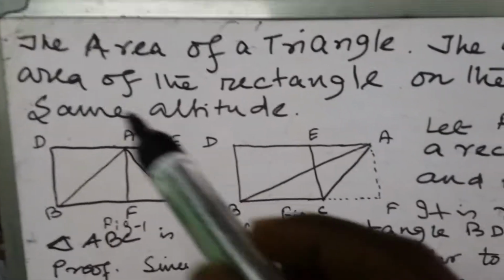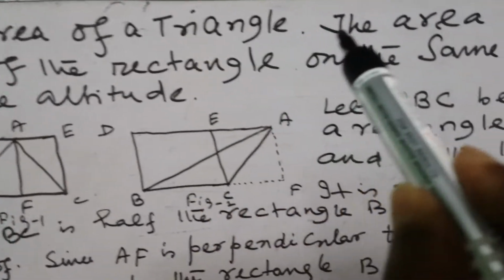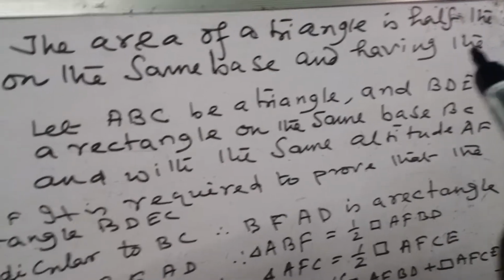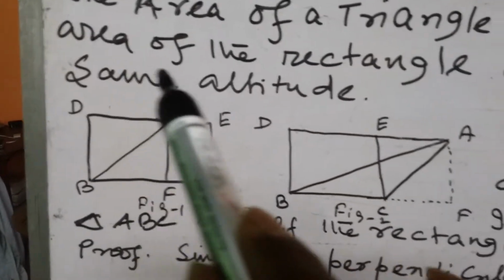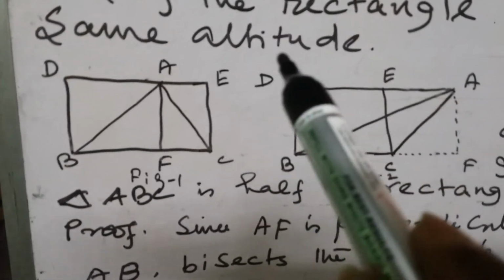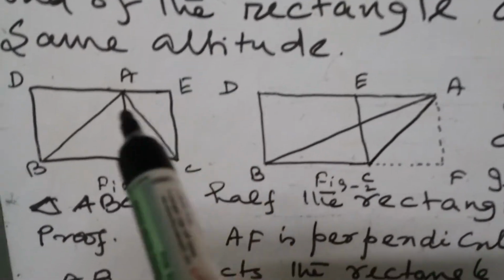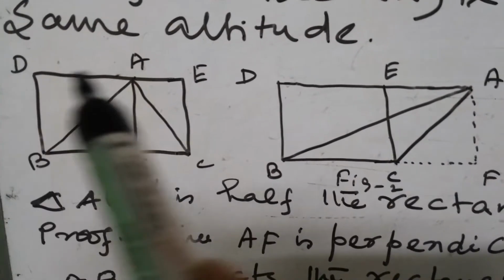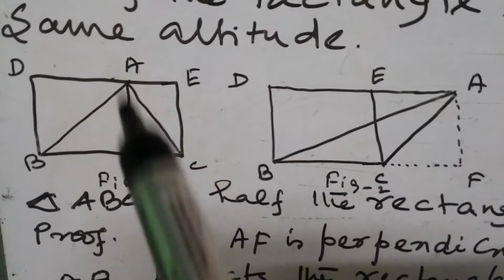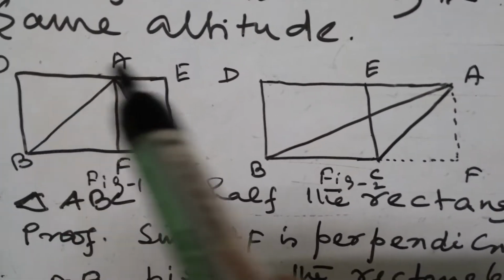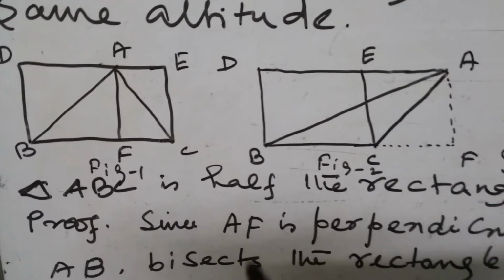First theorem: the area of a triangle is half the area of the rectangle on the same base having the same altitude. If this is the triangle and this is the rectangle, this altitude is the same and the base is the same, then the area of the triangle is half of the rectangle.